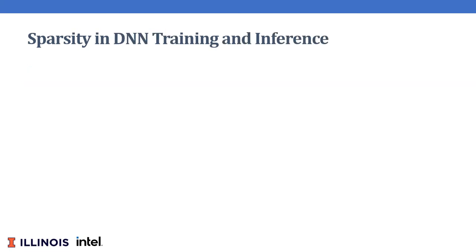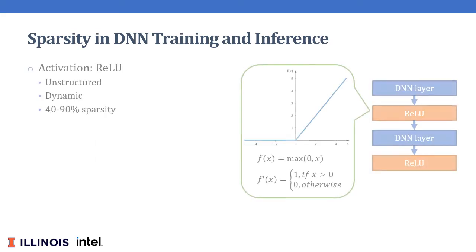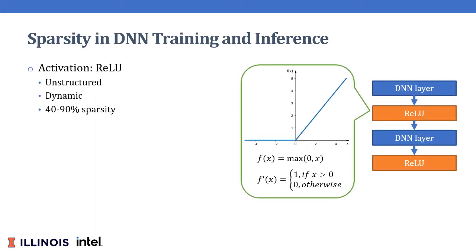There are two types of sparsity in DNN workloads. The first type is activation sparsity, and the main source is ReLU. ReLU activates the output of a layer by setting the negative values to 0. The output from ReLU can be the input to the next DNN layer. The sparsity from ReLU is unstructured, meaning that there is no discernible pattern. It is also dynamic, meaning that different input may cause different sparsity patterns. ReLU typically induces 40 to 90% sparsity, which is too low for traditional sparse methods to benefit.